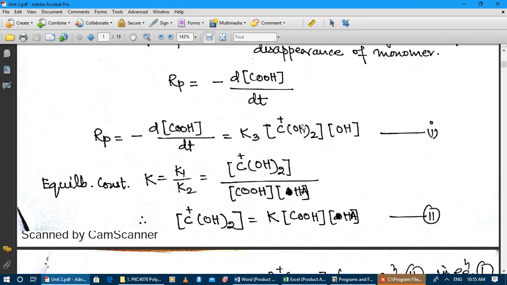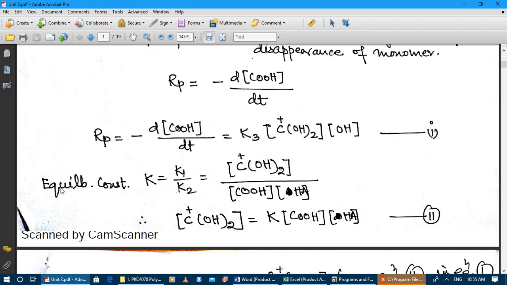But here, the concentration of the intermediate is very difficult to measure, because intermediates appear momentarily during the polymerization reaction and then they disappear. So it is very difficult to measure. So we have to replace the concentration of the intermediate with some other term.